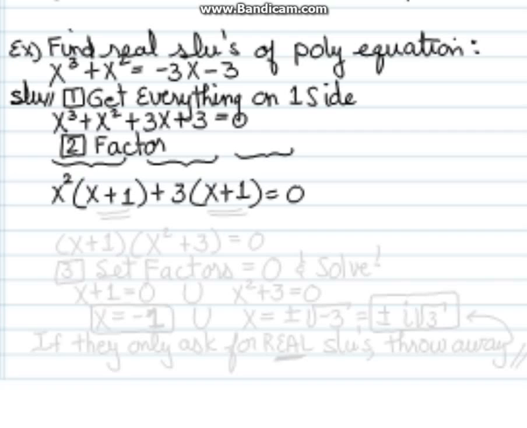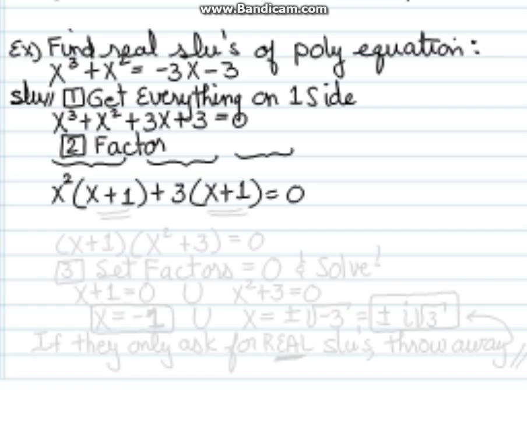Now, the next 2 terms are plus 3x plus 3. What do those 2 terms have in common? 3, positive 3. So pull out a positive 3, and it leaves parenthesis x plus 1. Check it to make sure. 3 times x is 3x, plus 3 times 1 is 3. So yes, that's good factoring. Bring down the equal sign and bring down the 0.